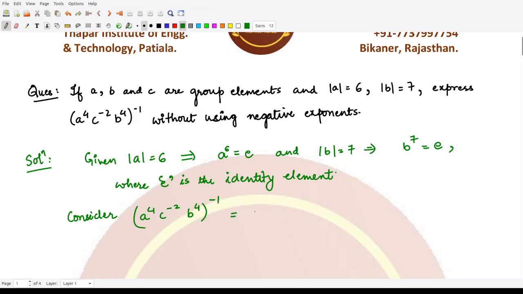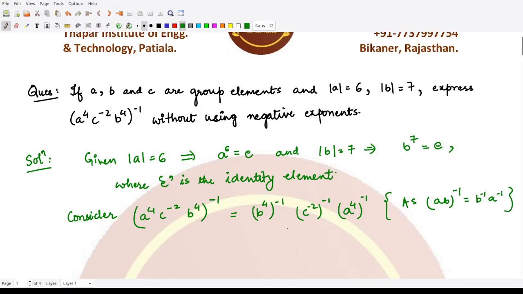So it would be the reversal. In other words, you can say that it is the reversal law. (B raised to power 4) raised to power minus 1, (C raised to power minus 2) whole raised to power minus 1, and (A raised to power 4) whole raised to power minus 1. Why? Because (AB) whole inverse is equal to B inverse A inverse, correct?